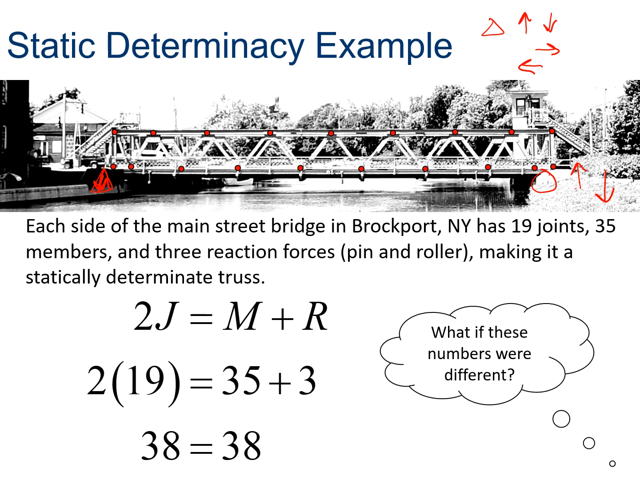So in this case, it's statically determinate, and if the numbers were a little different, we wouldn't be able to tell what's going on. You could build it, but to be able to predict its behavior would be a difficult thing. So hopefully this helps with your first assignment.